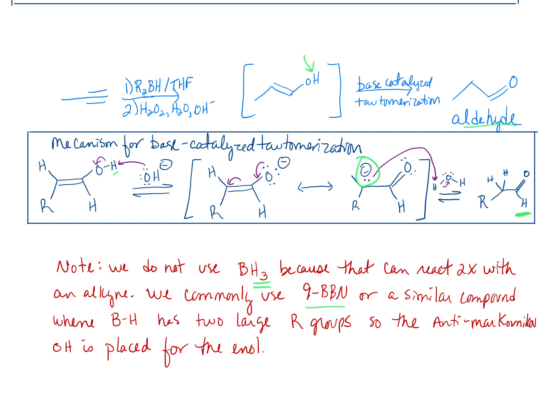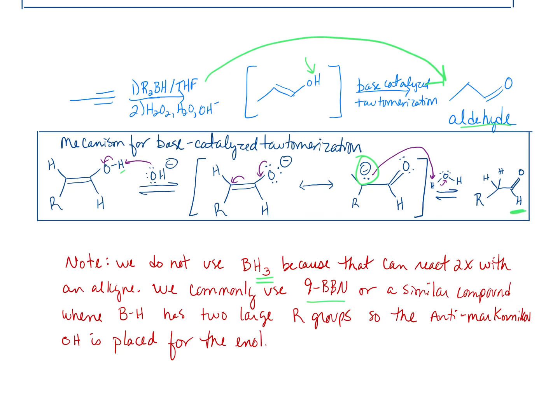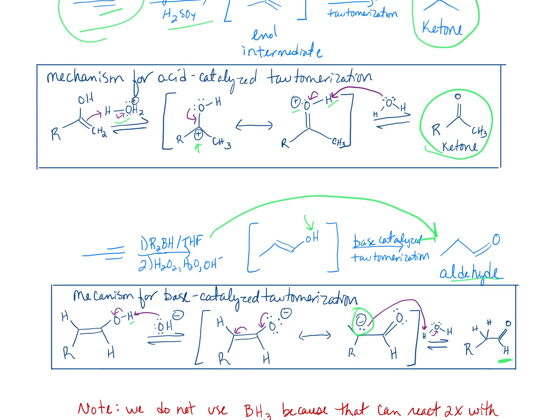Again, this is not going to be something that you need to write out the intermediate for. You could just draw that it goes directly there. But you do need to know that these mechanisms work in both acid and base, and you probably need to know what those mechanisms are as well. So you need to be able to write those out.